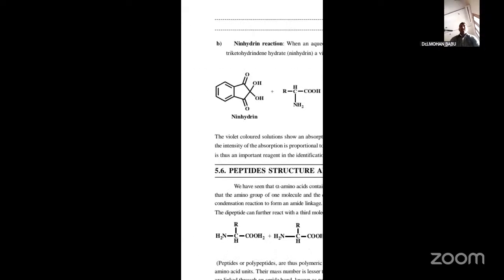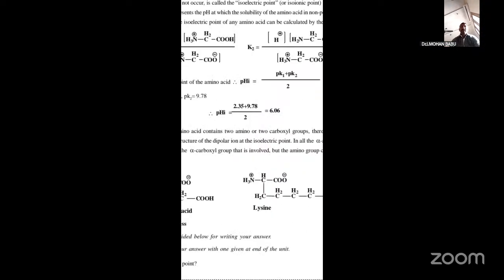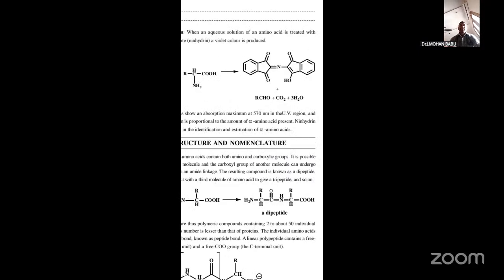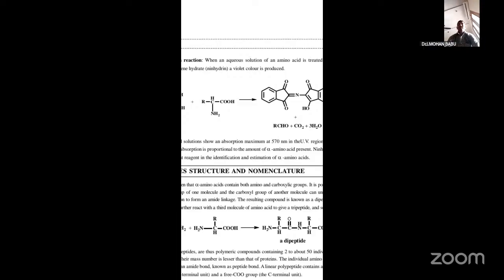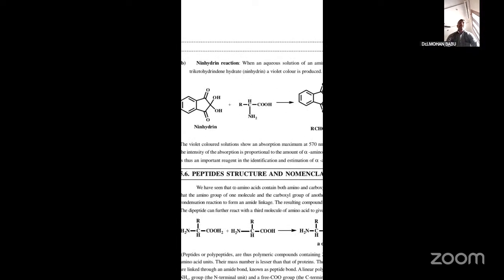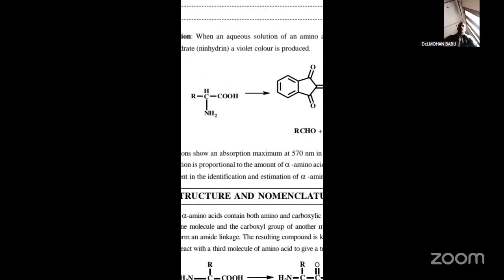Next, the characterization and identification of amino acids. Generally, we can identify these amino acids by the ninhydrin reaction. When an aqueous solution of the amino acid is treated with ninhydrin, whose chemical name is triketohydrindene hydrate, a violet color is produced.